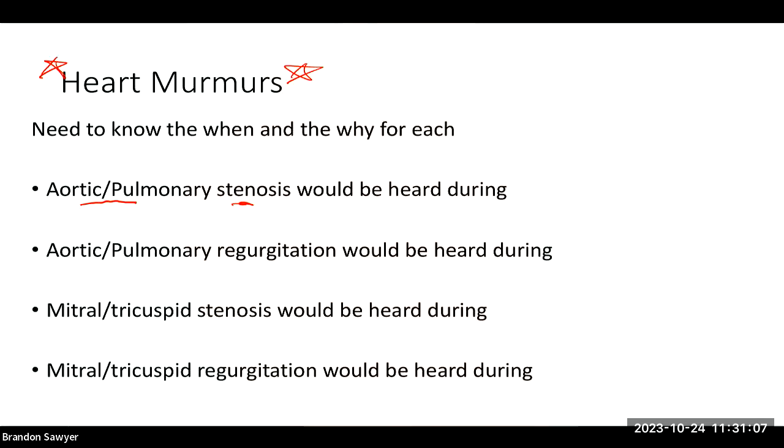Talk about that for a second and see. We're really just saying, would this be heard during ventricular systole or ventricular diastole? That's really the main thing that you're filling in here with each of these. Okay. Talk about that for a sec. See if you can work through that. We'll come back.